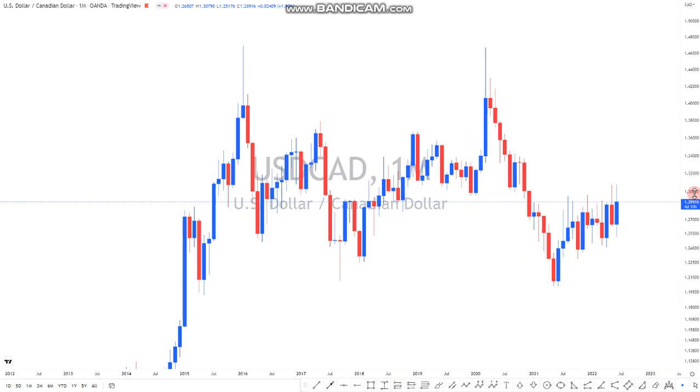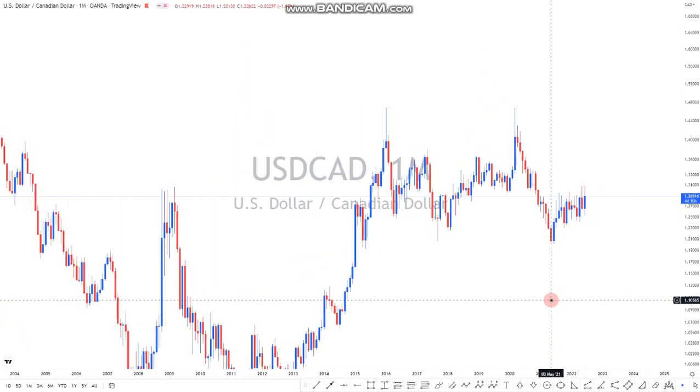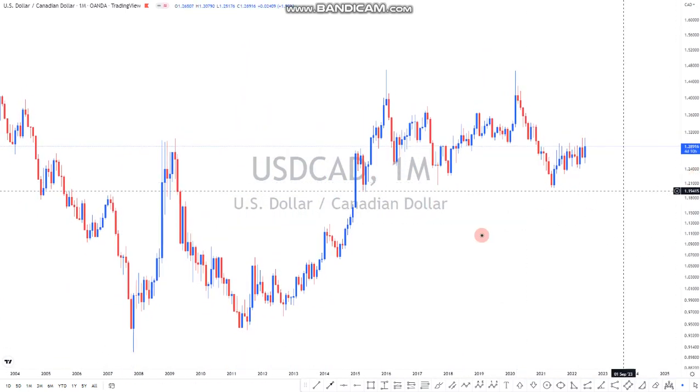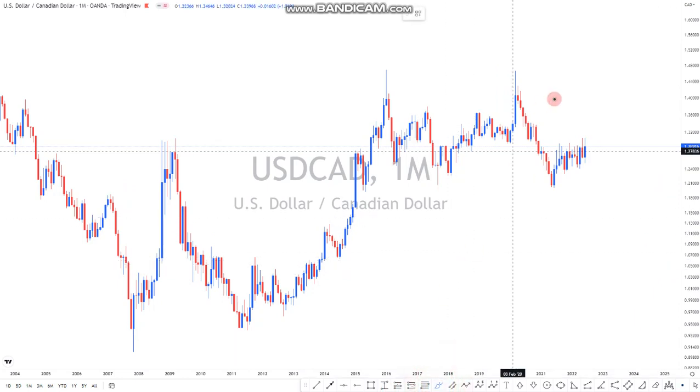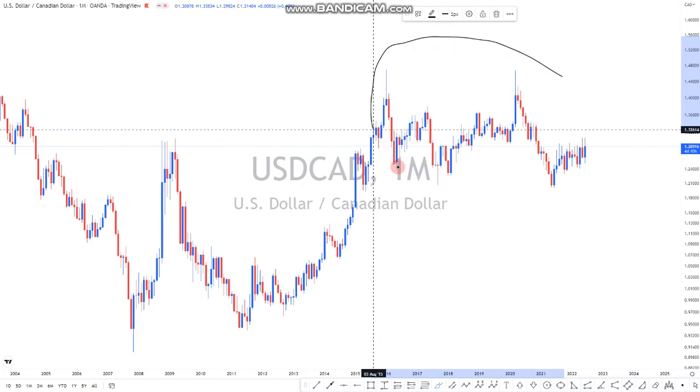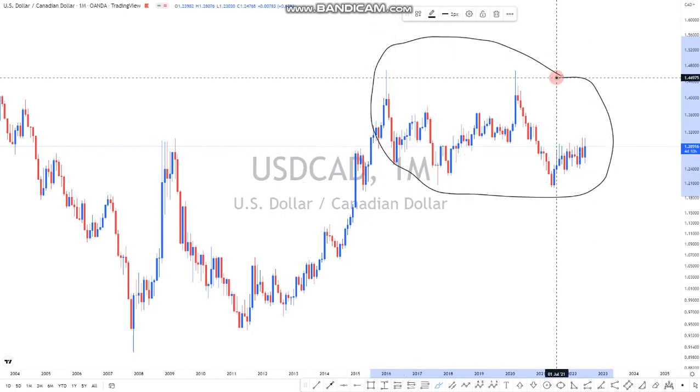This is USD CAD. Hapa ni monthly time frame. Nitakwenda kufanya breakdown ya USD CAD monthly time frame. So mimi actually, I will base on this structure here. This structure hapo is where I'll base.